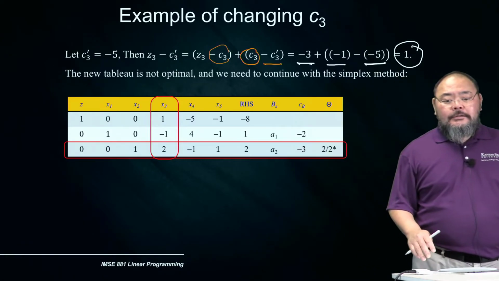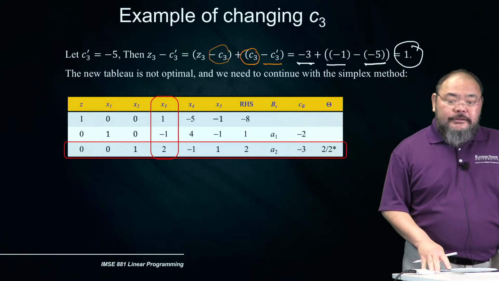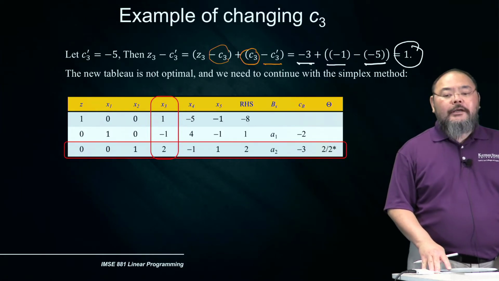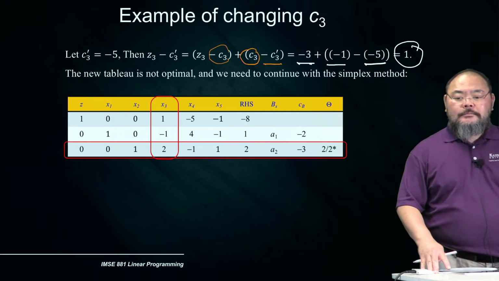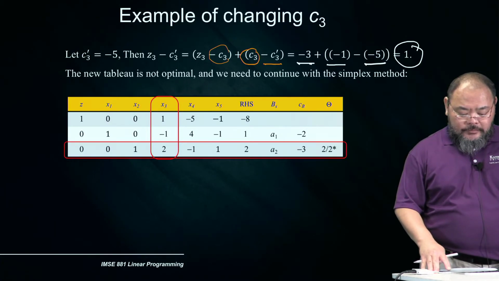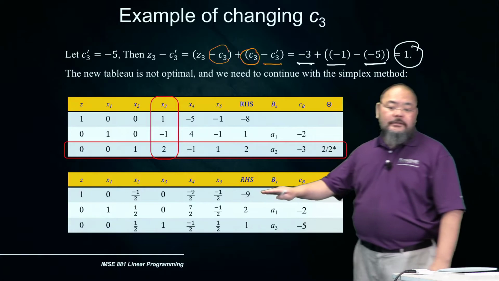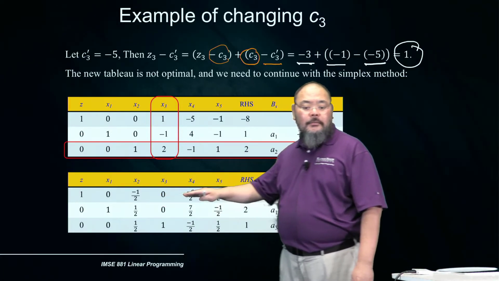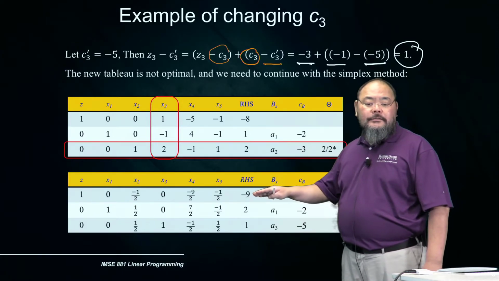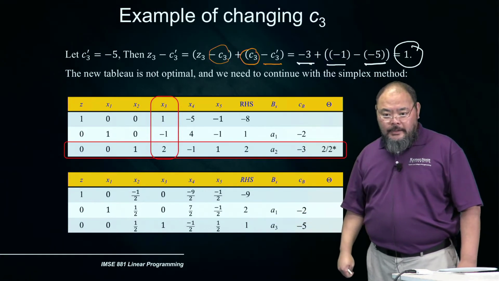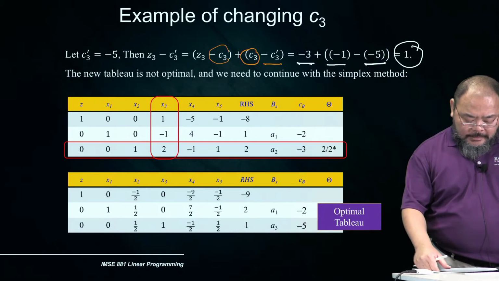So this is what happens if C3 changes to a degree that makes Z3 minus C3 prime a positive number. Then we have to determine whether we need to enter this particular variable into the basis. After the pivot, we notice that all the Zj minus Cj elements are negative again, and the objective function improved from negative 8 to negative 9, and x1 and x3 are now basic variables. In that case, that's the optimal tableau.